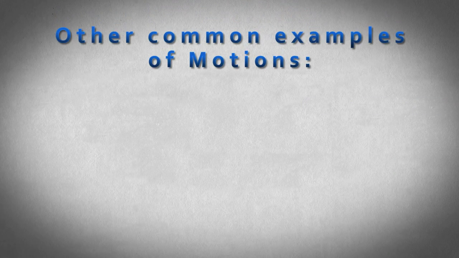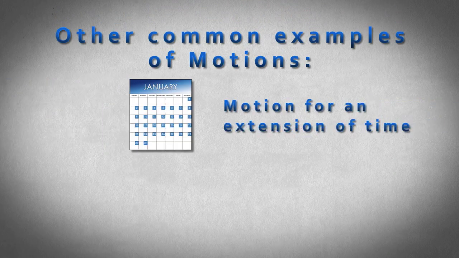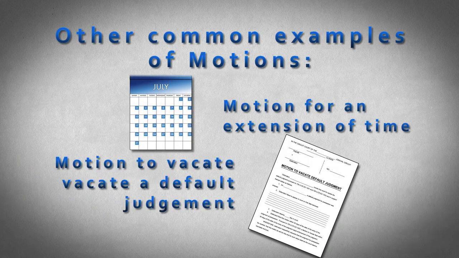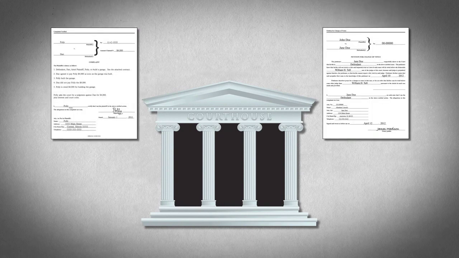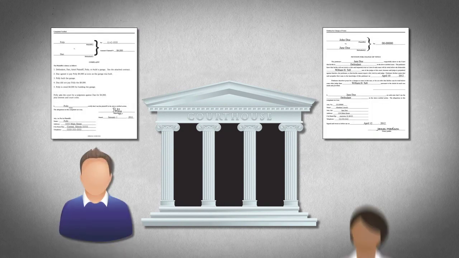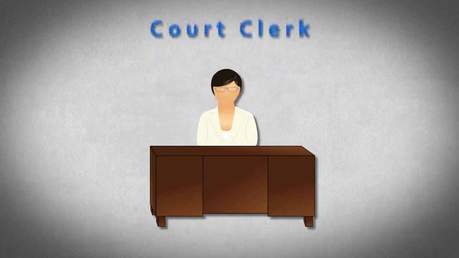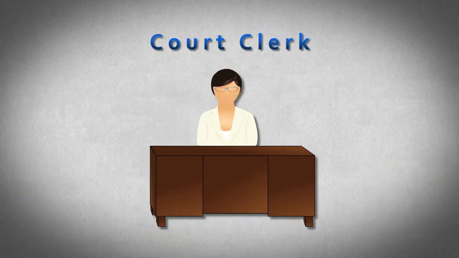Other common examples of motions are a motion for an extension of time to file a document, or a motion to vacate a default judgment. After a complaint or petition is filed and a case begins, either side in the case can file a motion with the court. You should check with the court clerk about what motion form you should use.